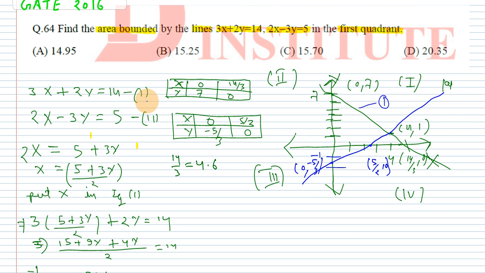And we have to find the area bounded by this region. So the area bounded by these lines in the first quadrant is this area. So we have to find this area. Okay, how will we be finding this area? We will be finding this area by using integration.